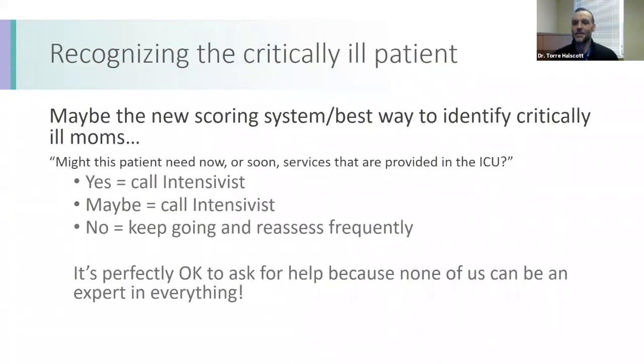So I think that may be the scoring system, maybe the Hall-Scott scoring system, jokingly. If you think this patient needs help, if you think they're sick, or you think they're soon going to be sick, and may need services that can only be provided in the ICU? The answer is yes, call the intensivist. The answer is, I think so, they might, maybe, call the intensivist. If the answer is an emphatic no, then you can keep doing what you're doing, keep a close eye on the patient. And whenever you get to a maybe or a yes, then call the intensivist.